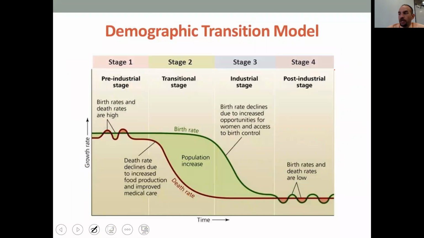Then we look at demographic transition, and all countries go through this, right? We've gone through this already. We are industrialized, and our birth rate and death rate are equal right now in the United States, and a lot of countries are. Some are actually decreasing in population, and that can be a 5th stage.